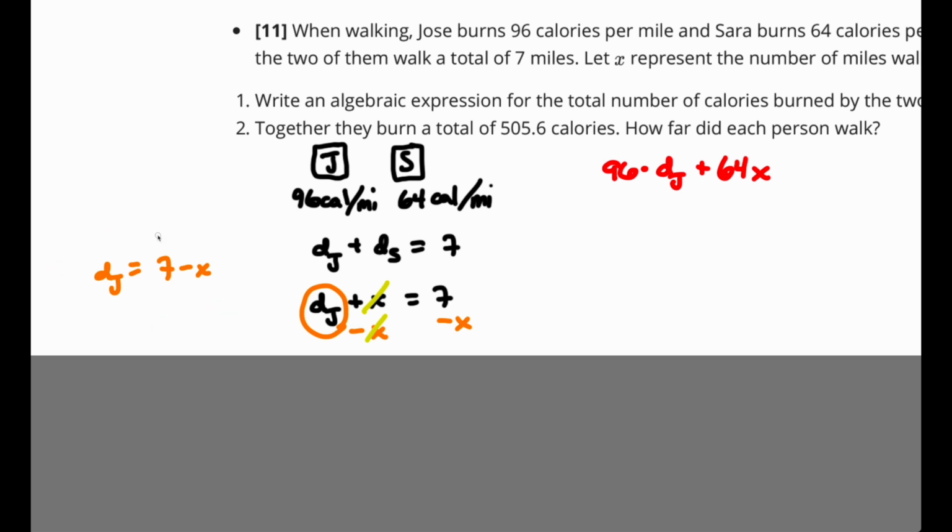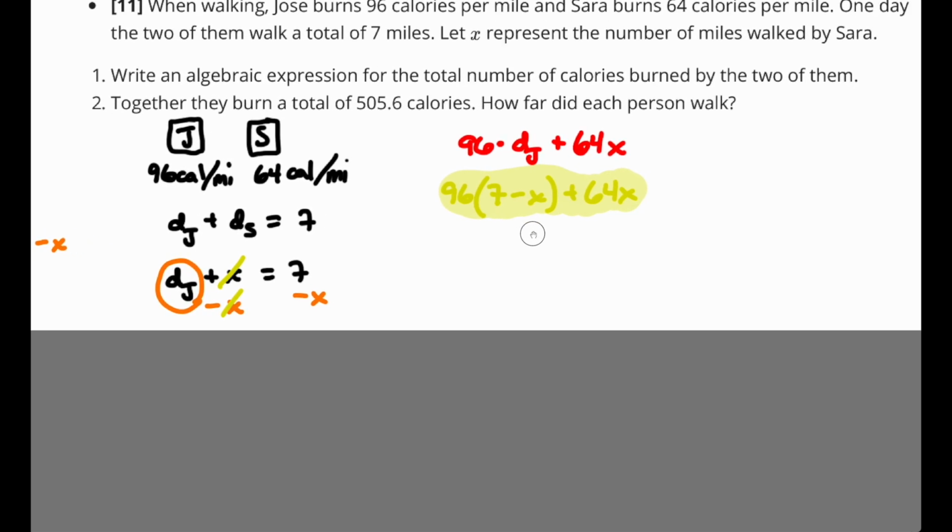So what we can do is substitute that in, and you end up with 96 times 7 minus X plus 64X. So this is the answer for that first part. It's an algebraic expression. If you notice, there's no equal sign because it just asks for the expression, not an equation, for the total number of calories burned by the two. And there's only one variable X, which is awesome because then we're able to solve it. Now, if you kept the answer as the part in red, that's still accurate because it didn't say make sure there's only one variable being used. I just went the extra step to show you that, because that's what would be expected of you on a quiz or a test, usually anyway.